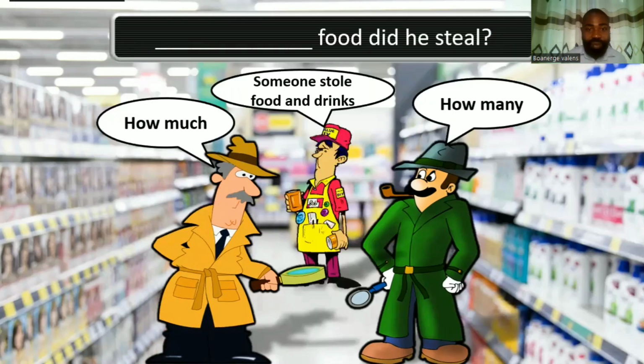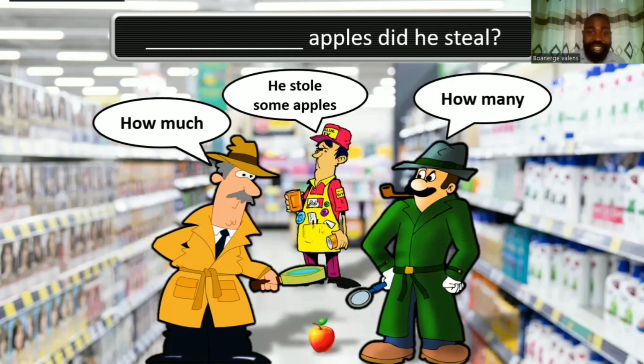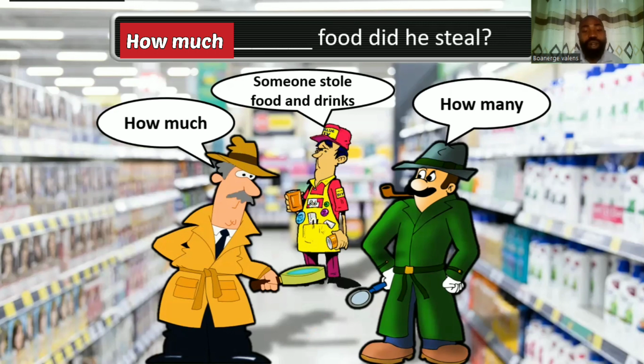Here we have: Someone stole food and drinks. Someone stole food and drinks. Here we have a man called How Much and another man called How Many. Tell me who is right. It is "how much". All right? "How much" is right because food and drinks are not countable.